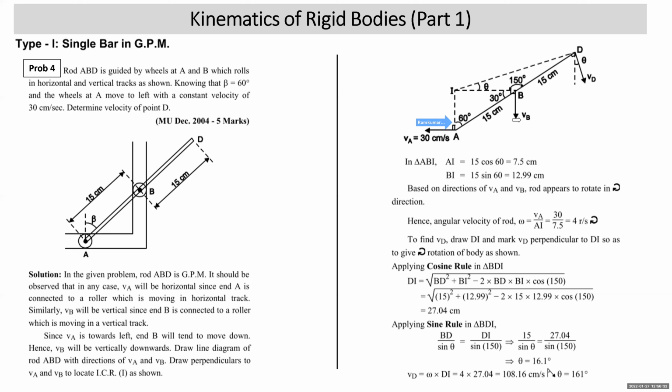You want to find velocity of point B? No, he's not asking. He's asking velocity of point D. But if you keep your pen or pencil at I, you see that VA was giving clockwise rotation. So VB is also giving clockwise rotation. That means direction of VB was correct.